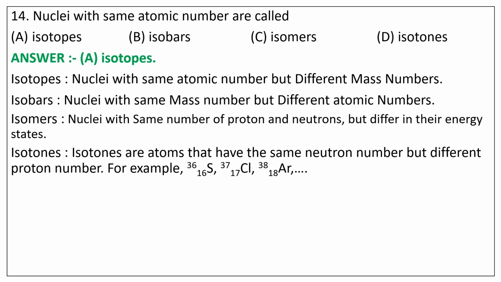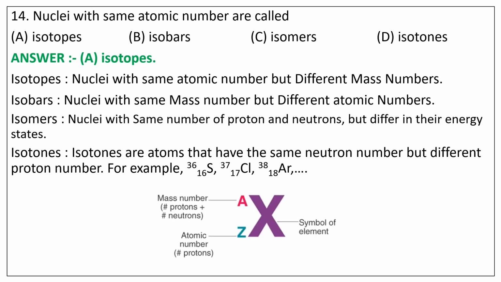Isobars, nuclei with same mass number but different atomic numbers. Isomers, nuclei with same number of protons and neutrons but differ in their energy states. Isotones are atoms that have the same neutron number but different proton number. For example, sulfur-36 (Z=16), chlorine-37 (Z=17), argon-38 (Z=18), and so on.